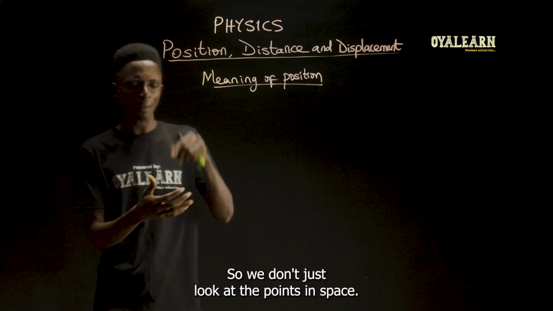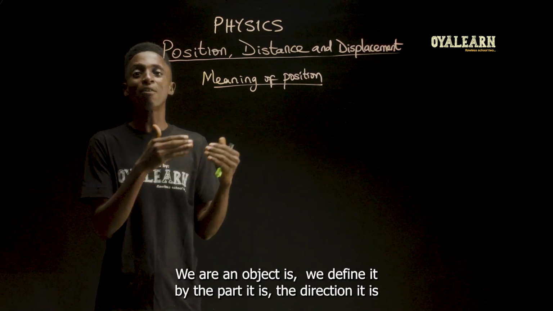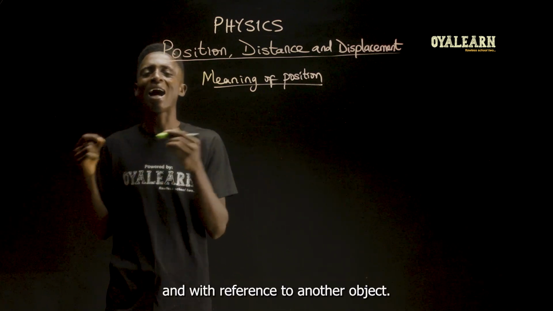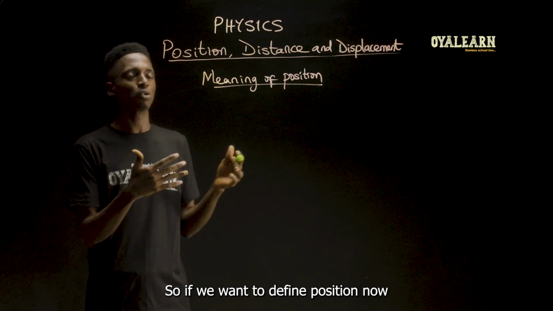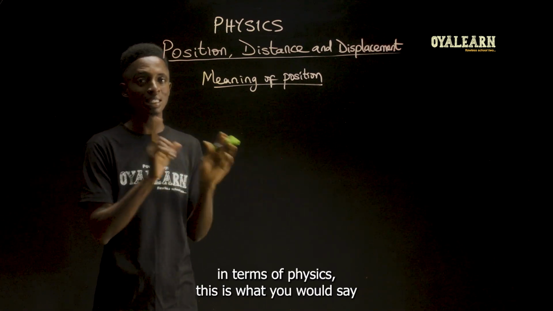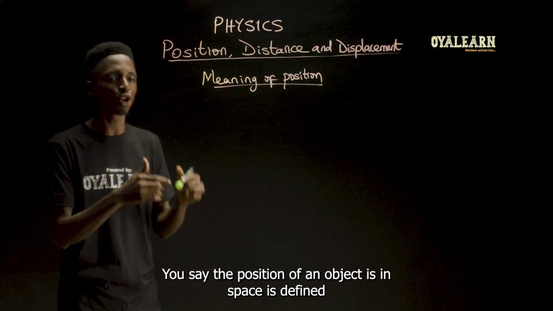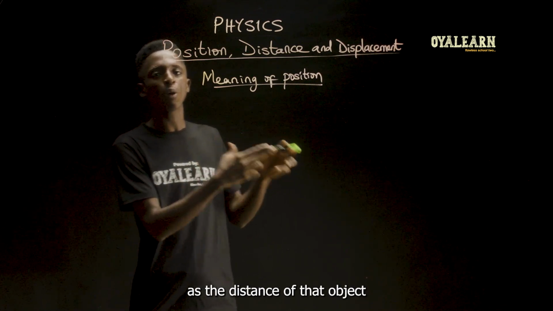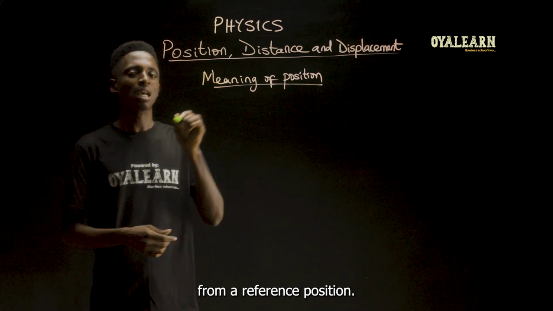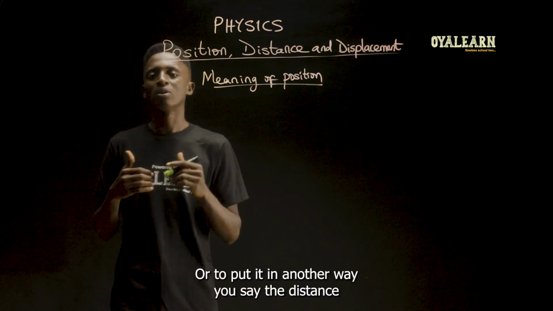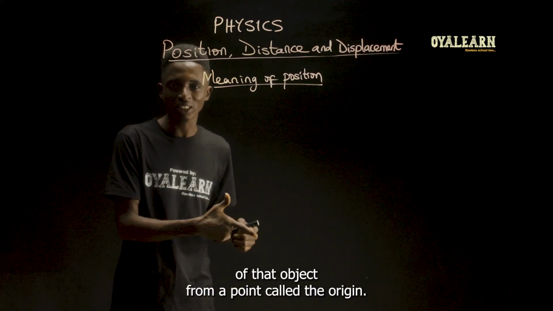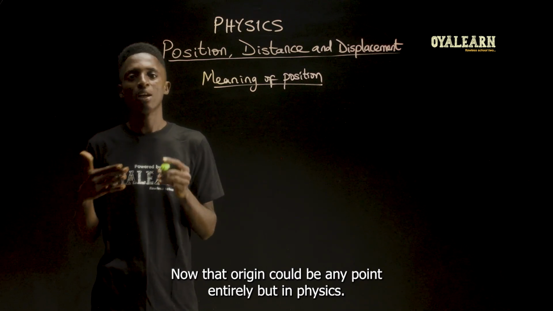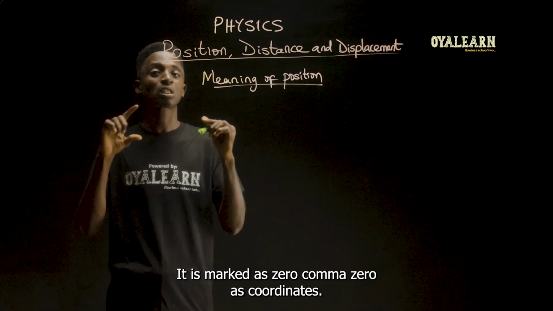So we don't just look at the point in space where an object is, we define it by the path it is, the direction it is, and with reference to another object. So if we want to define position now, in terms of physics, this is what you would say. You say the position of an object in space is defined as the distance of that object from a reference position. Or to put it in another way, the distance of that object from a point called the origin. Now that origin could be any point entirely, but in physics it is marked 0,0 as coordinate.